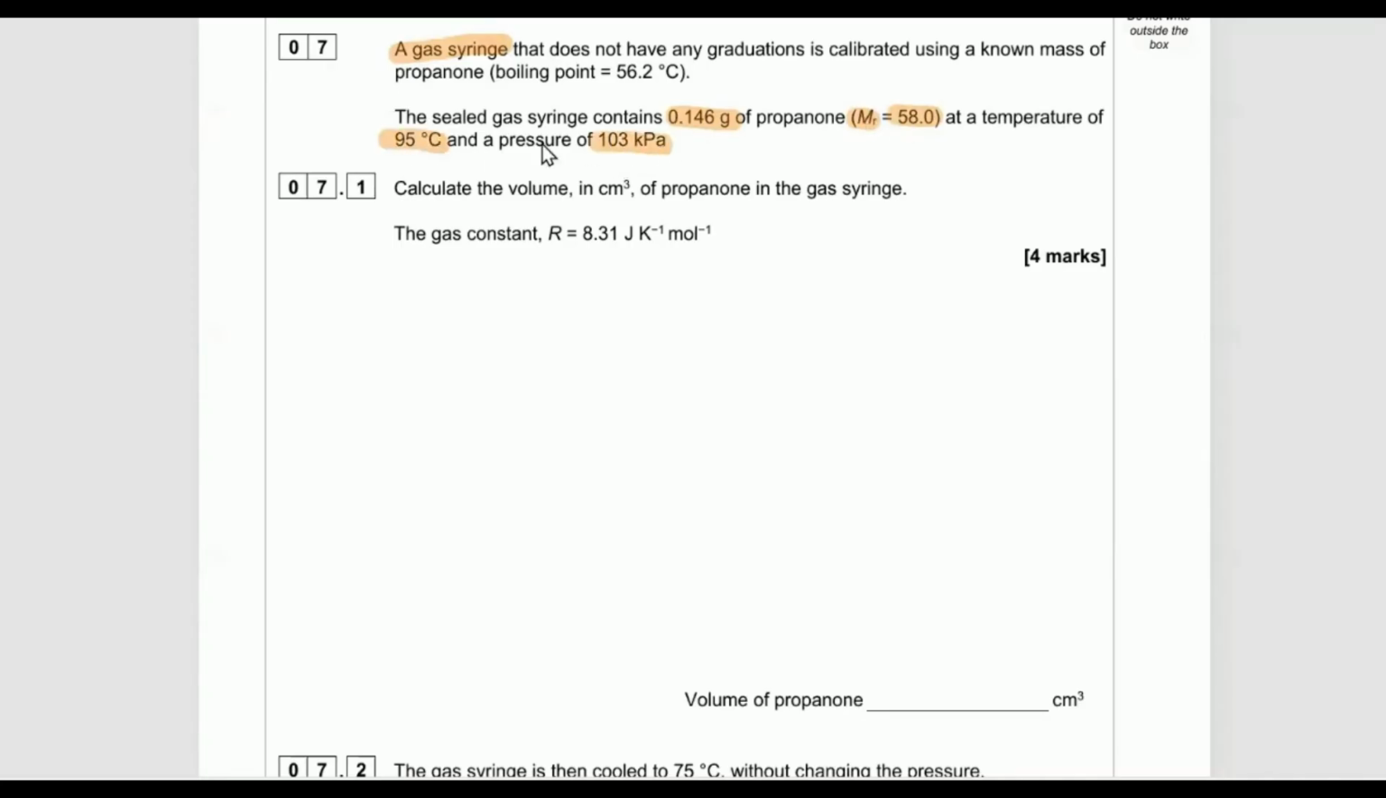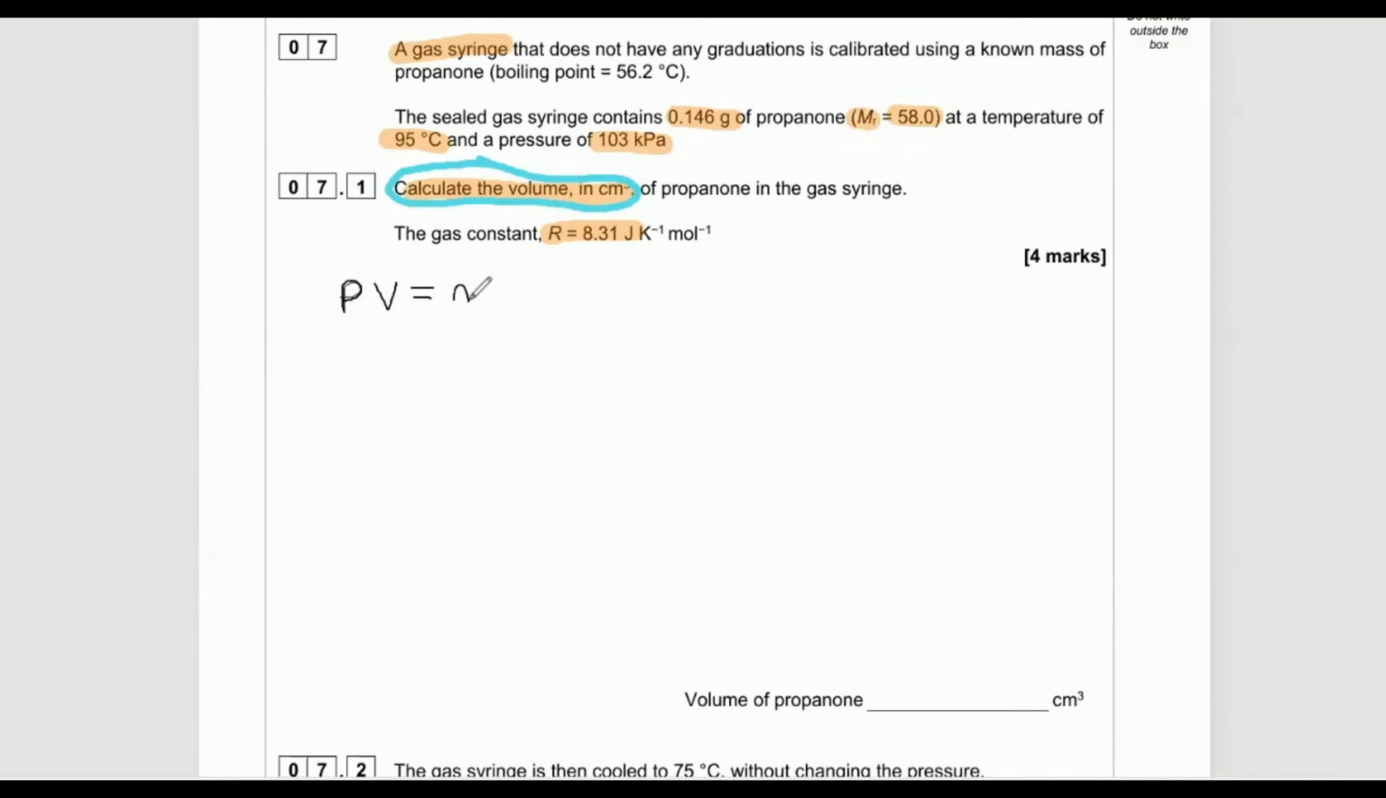Once again, I recommend when you're tackling papers, underline, highlight, and maybe even identify what you've underlined and highlighted, especially if it's a calculation question. Most important thing, of course, is to know what you're calculating. I've circled it here in blue. You're calculating volume. You'll be given R, 8.31. You'll be given temp and pressure, so you should all come to the same conclusion.